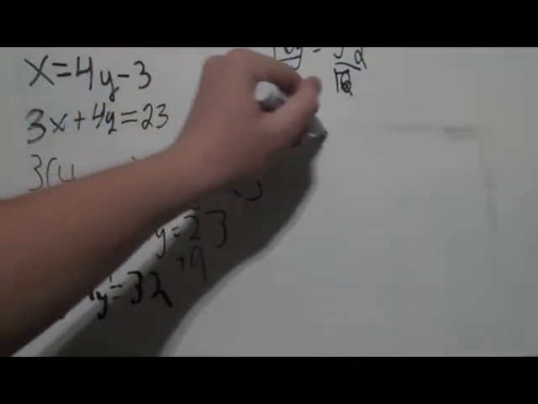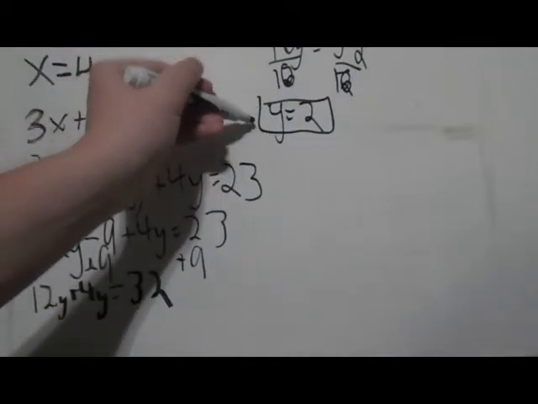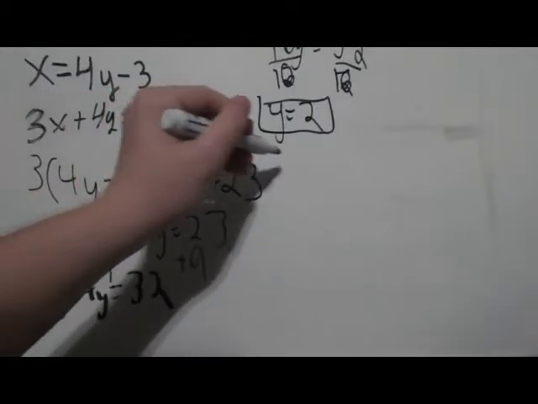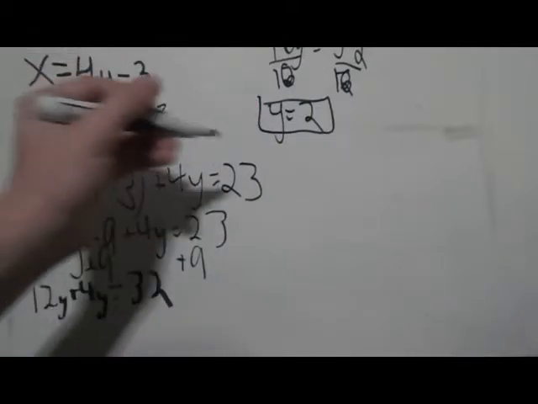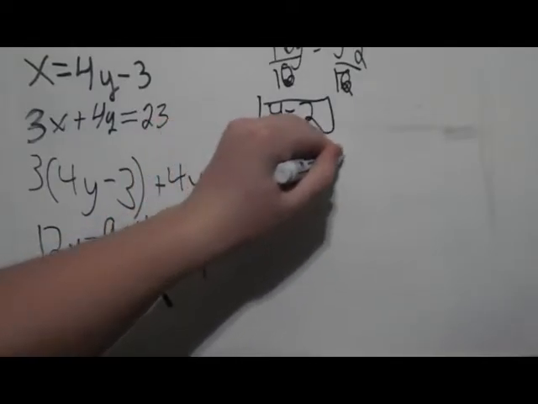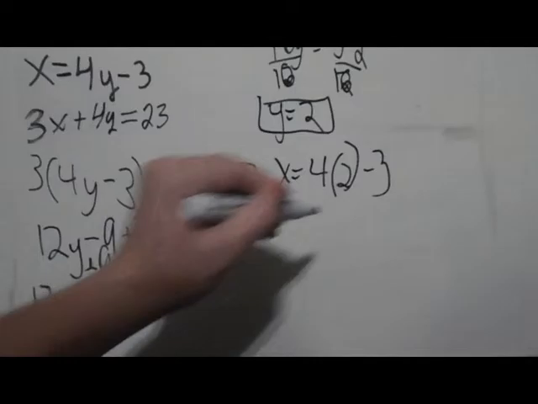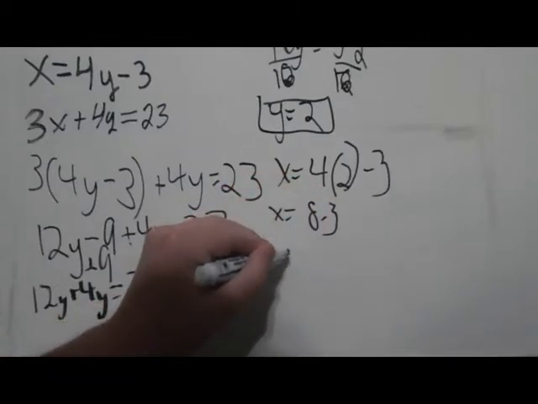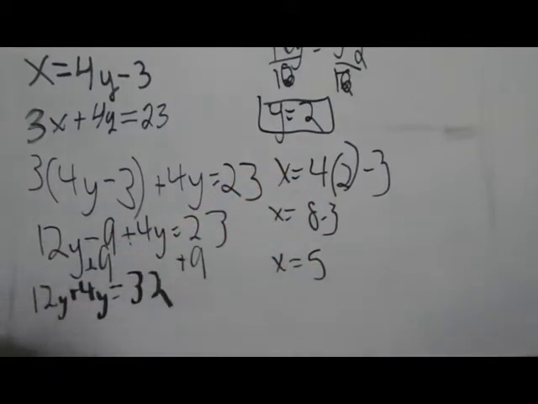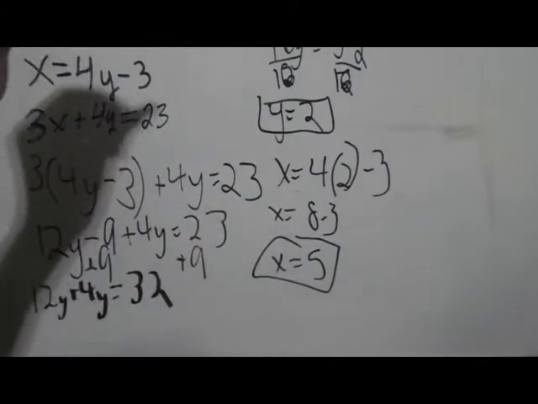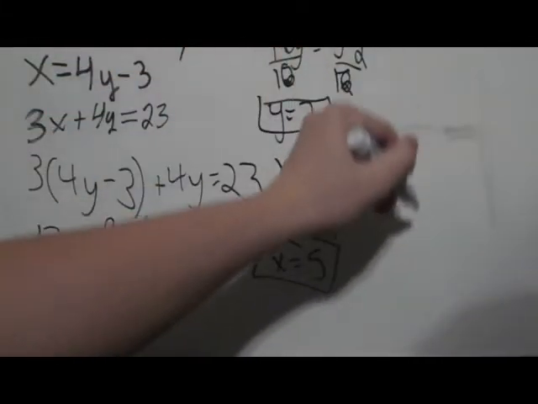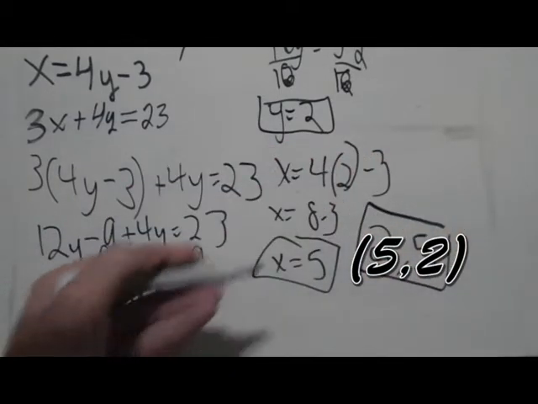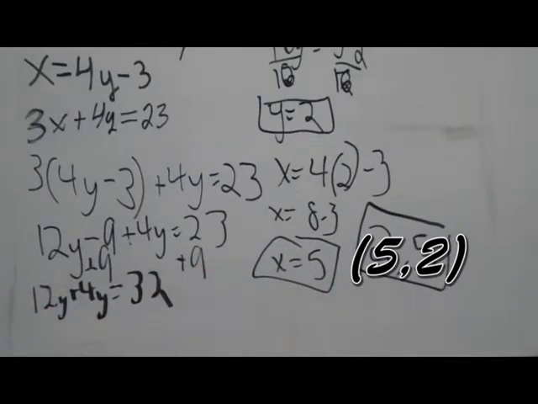Now we figured out our y value. Now we need to plug the y value into this equation over here so we can find out the point for x. So since y is now 2, it would be x equals 4 times 2 minus 3. So x equals 8 minus 3, which is 5. So x equals 5. So now we have both of our points. And so at the point 2, 5, right here, this is the point at which these two lines intersect.